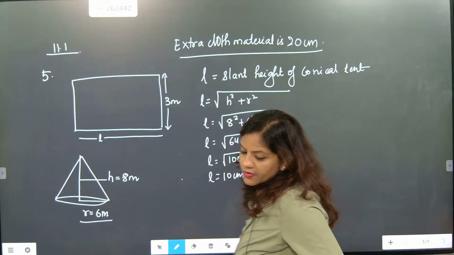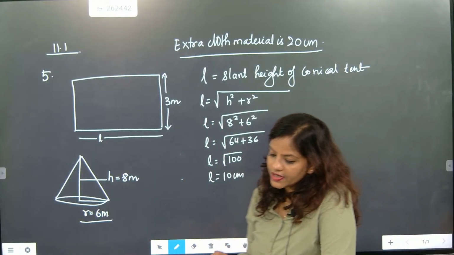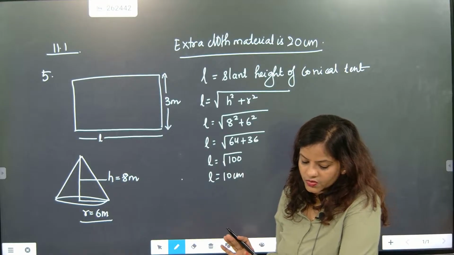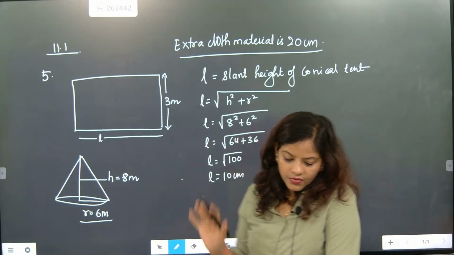So slant height is coming as how much, beta? Slant height is coming as only 10 centimeters. So here the length is coming as 10 centimeters.